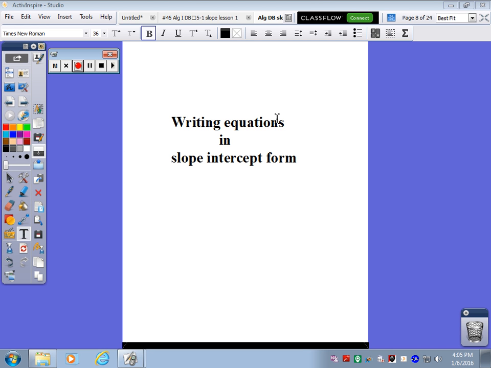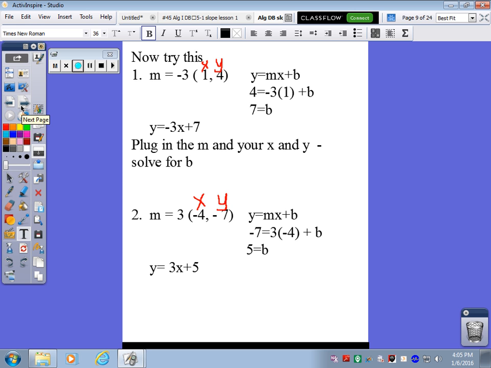So, writing equations in slope-intercept form. Of course, slope-intercept form is y equals mx plus b. So you're given the slope, m equals -3, and a point of (1, 4). So you plug it into slope-intercept form, y equals mx plus b. Notice that in your point, your 1 is your x value and your 4 is your y value. So you plug that in to solve for b.